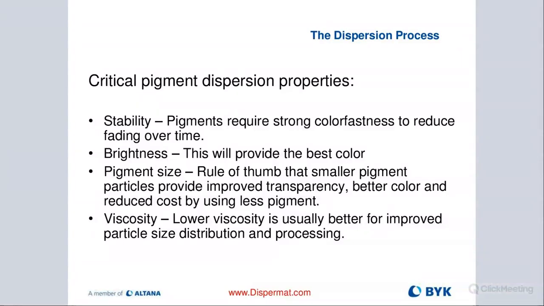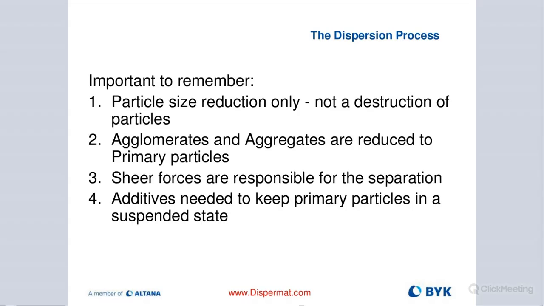Doesn't mean we can't still mill when we're lower, but we may need a little bit more time. And if we go above 5,000, it's still fine, but it may be a little bit more challenging if we have some issues with flow with certain milling attachments. So we want to remember here that we really don't want to destroy our pigment particles or primary particles.